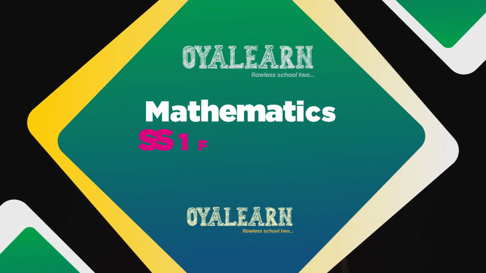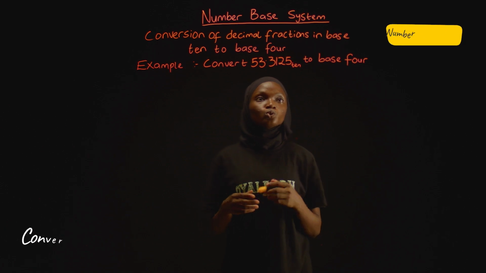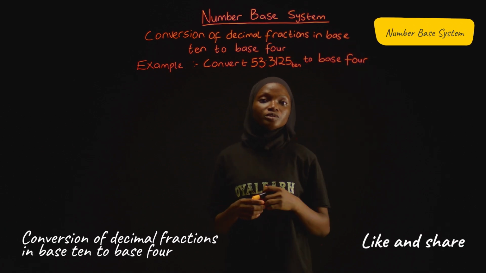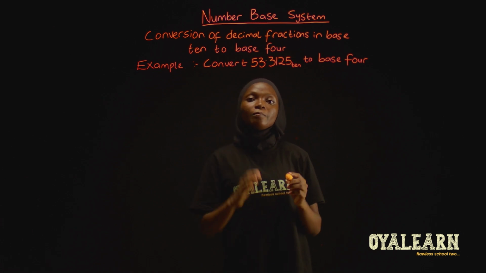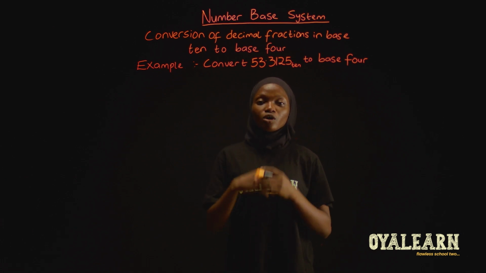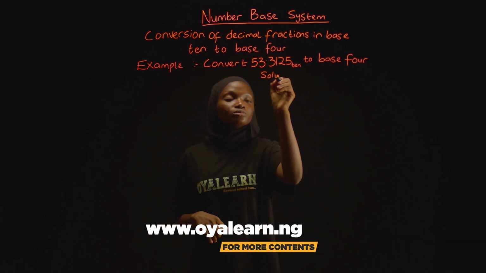Let's convert this decimal fraction, 53.3125 base 10, to a number in base 4. And to do that, we have to split this decimal fraction into the whole number part and the decimal part, then convert separately. Solution.